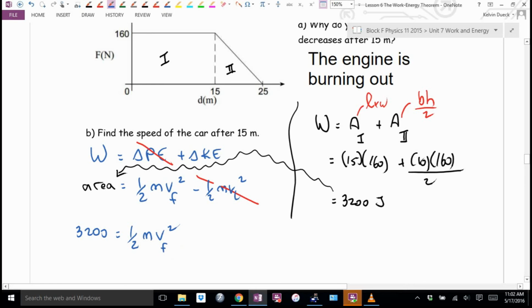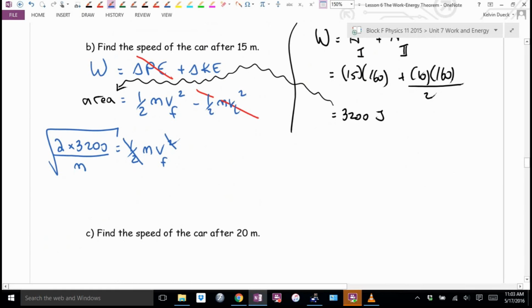Andy, what am I trying to find here? How would I get v final by itself? Times by 2, divide by m, square root. Did they give me the mass? Please tell me they gave me the mass. Whew.